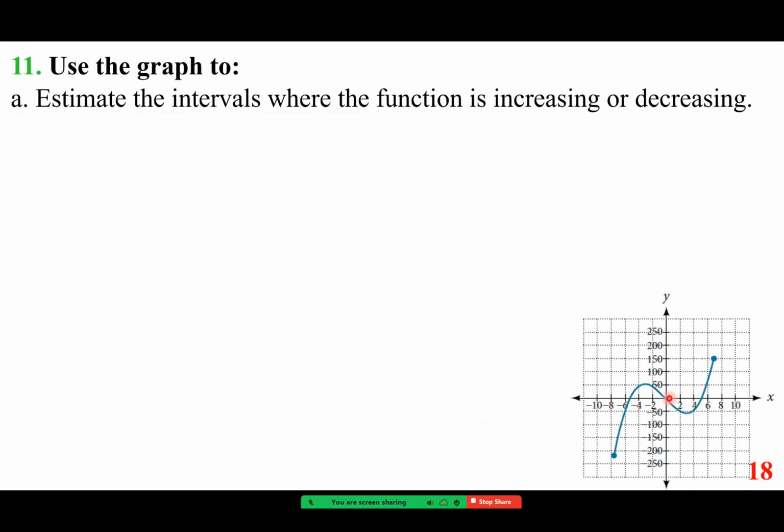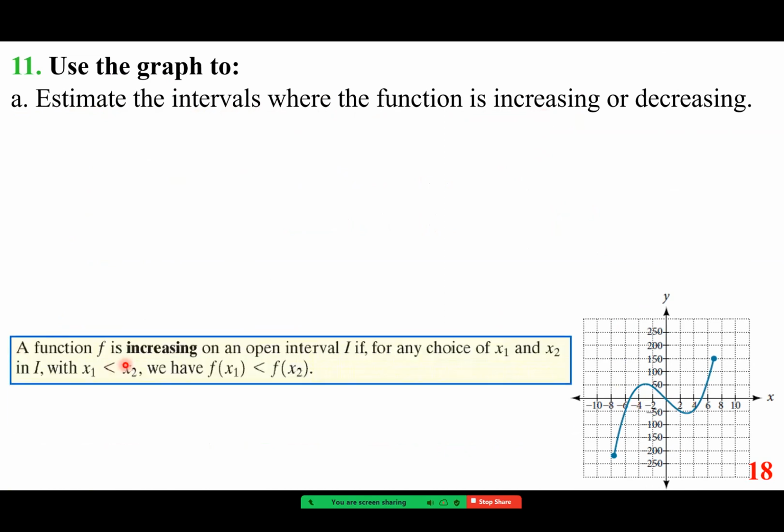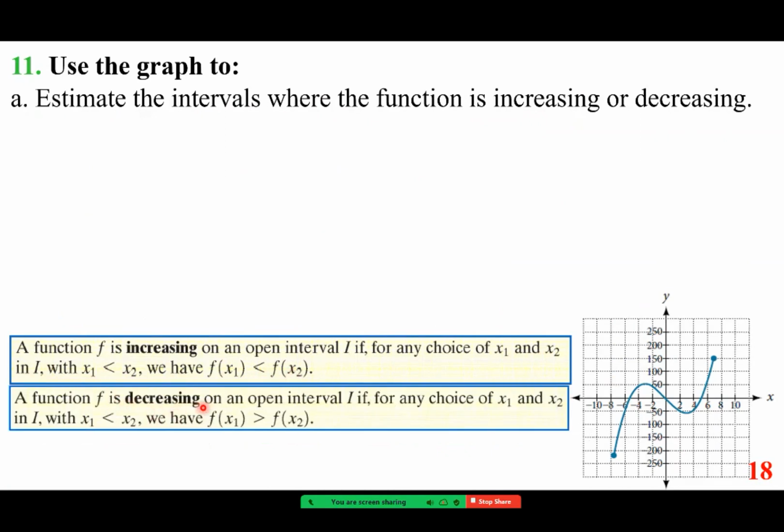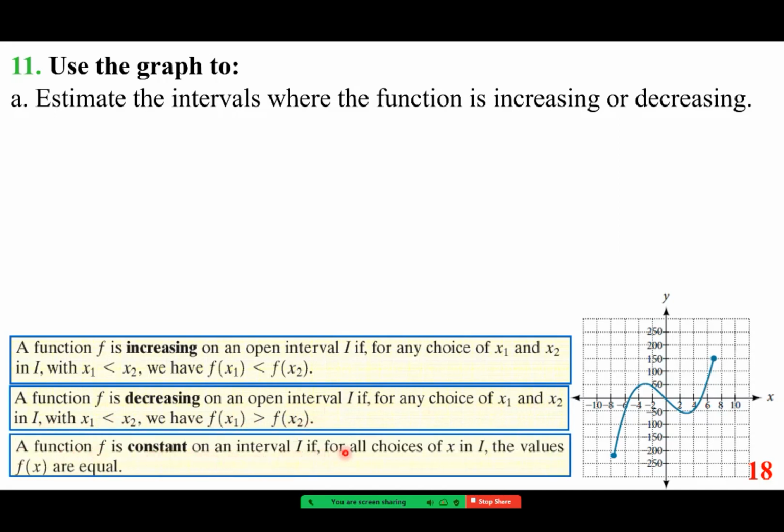We want to use the following graph to answer the following. Estimate the interval where the function is increasing or decreasing. First, I want to remind everybody of those definitions. A function f is increasing on an open interval I if for any choice of x sub 1 and x sub 2 in I with x sub 1 less than x sub 2, we have f of x sub 1 less than f of x sub 2. And it's decreasing on an open interval if for any choice of x sub 1 and x sub 2 with x sub 1 less than x sub 2, we have f of x sub 1 larger than f of x sub 2. And it is constant on an interval I if for all choices of x in the interval, the values of f of x are equal, they are not changing.